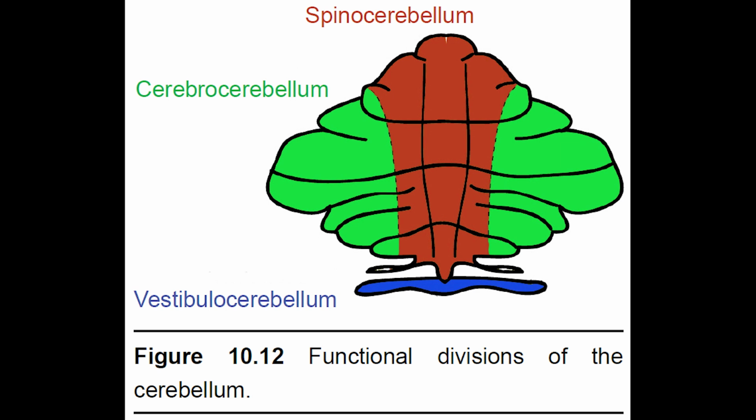3. The cerebrocerebellum, composed of the lateral portions of the cerebellar hemispheres, is the most evolutionarily recent region and is much larger in humans and apes than other basal order mammals. As the name implies, these structures communicate with the cerebral cortex.